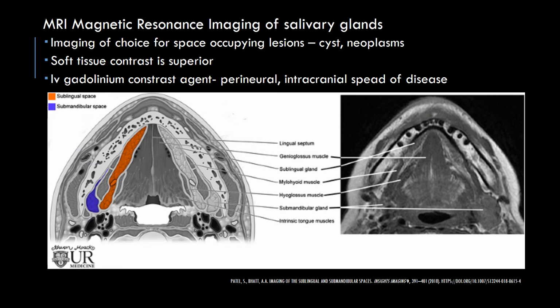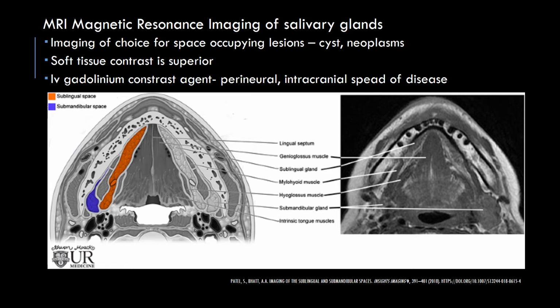Magnetic resonance imaging of salivary glands would be the image of choice for space occupying lesions such as cysts and neoplasia. The soft tissue contrast is superior, and gadolinium contrast agents have to be injected intravenously so that you can observe perineural and intracranial spread of disease more clearly.